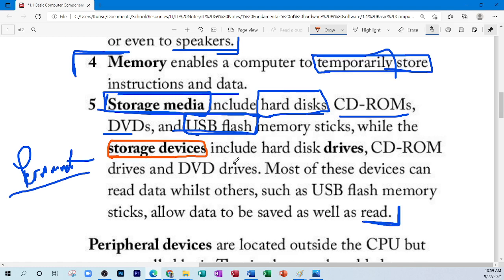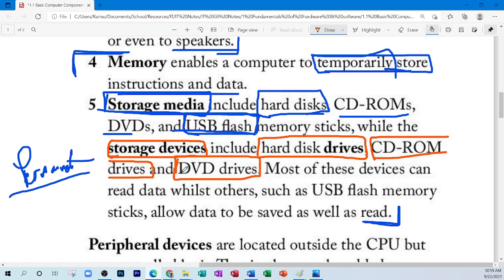Drives? Drives, very good. So all of these storage devices end with that keyword drive. So that's how you can actually tell the difference between a storage media and a storage device. It has that keyword of drive at the end of it. So a hard disk drive is a storage device, and it connects a hard disk to the computer. A CD-ROM drive connects a CD-ROM to the computer.